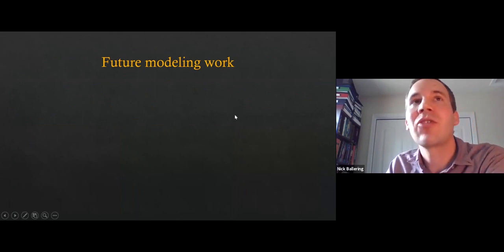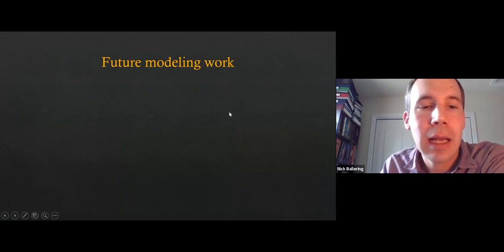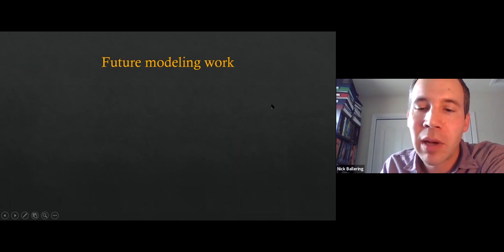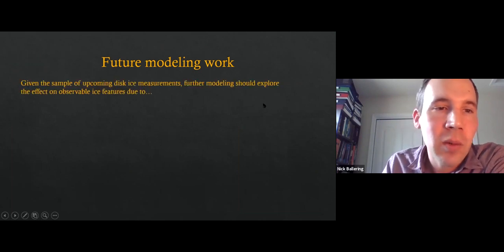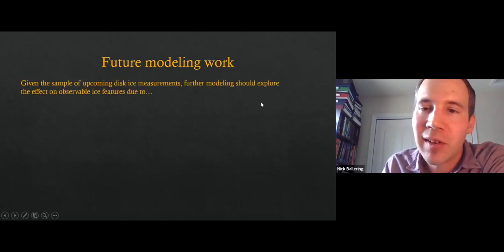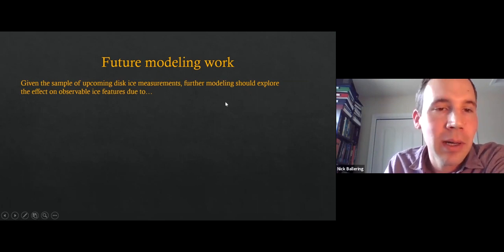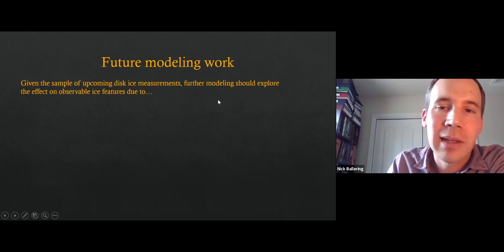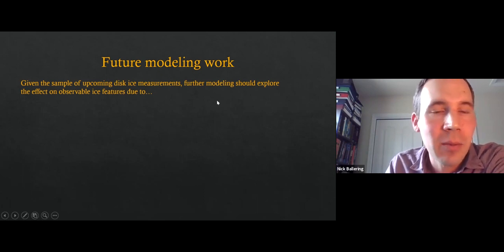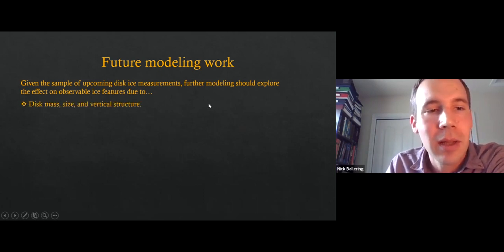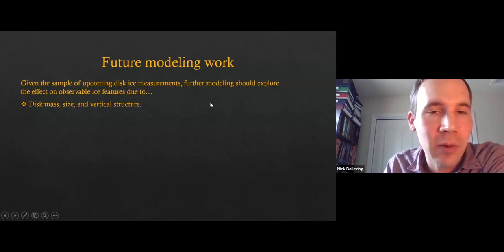So I'm going to touch now on some future directions I'm thinking of taking this modeling work. So given the sample of upcoming disk measurements, I think there's some additional parameters that would be great to explore in these observations. So I'd like to explore the effect of the observable ice features due to the disk mass, size, and especially the vertical structure.